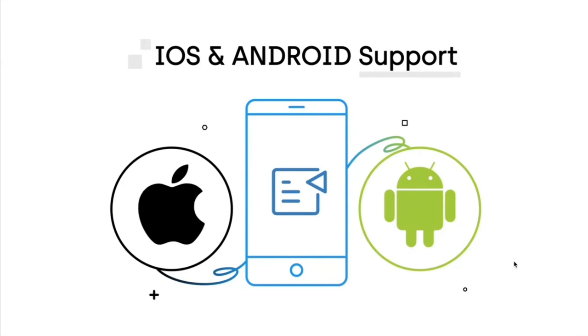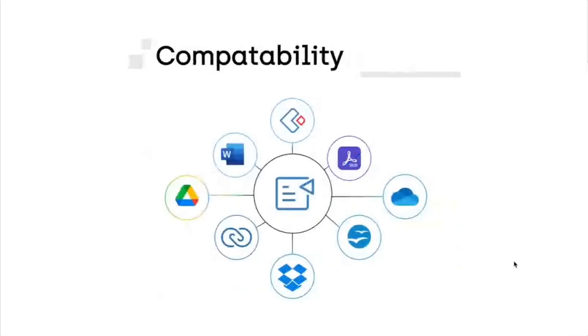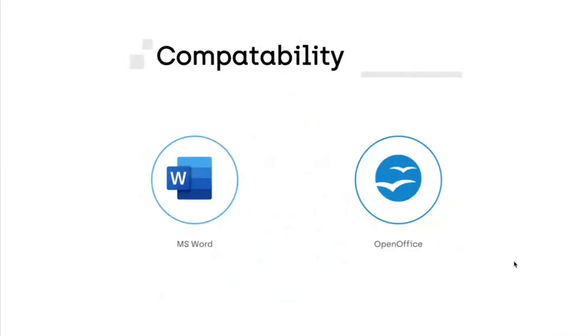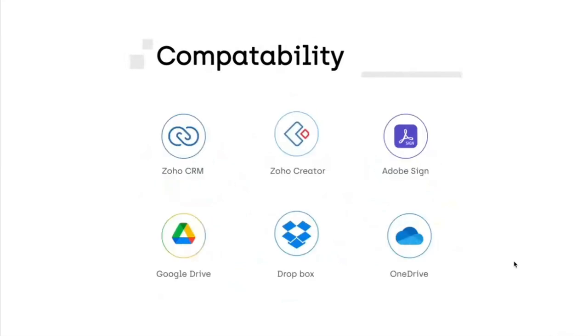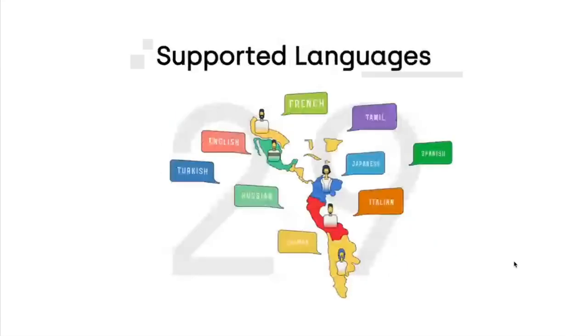Now, coming to the compatibility, Writer is compatible with popular platforms like MS Word and OpenOffice. Zoho Writer has integrations with over 25 productivity applications and document platforms, including Zoho CRM, Zoho Creator, Adobe Sign, Google Drive, Dropbox, and OneDrive. In Zoho Writer, we support 29 languages like English, French, Japanese, German, Italian, Spanish, Russian, Tamil, and so on. So, this is all about the quick introduction of Zoho Writer. Let me know if you have any further queries.